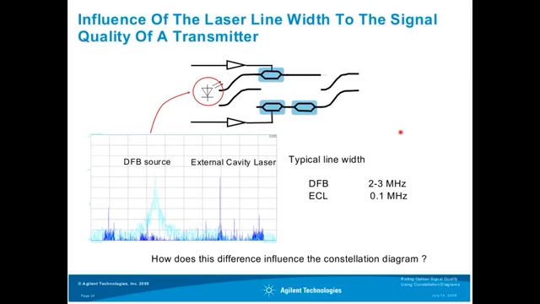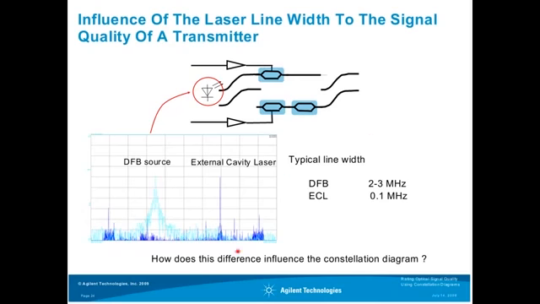So now we have looked at various imbalances between the I and the Q path and the misalignment in the 90 degree phase shifter. And now let's have a look at the influence of the quality of the transmitter laser, the carrier creating element. I have shown you two examples. One is a DFB source.